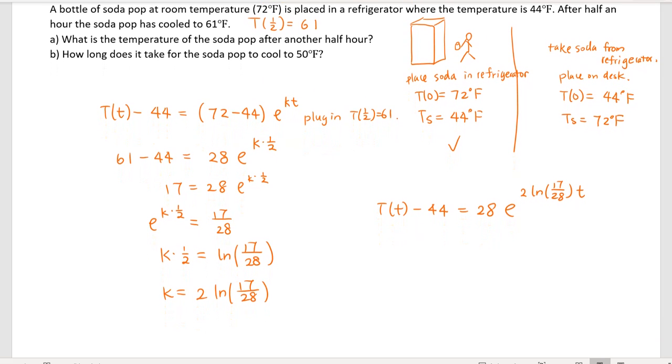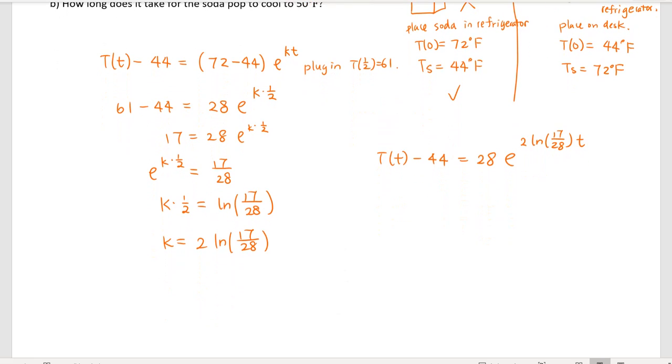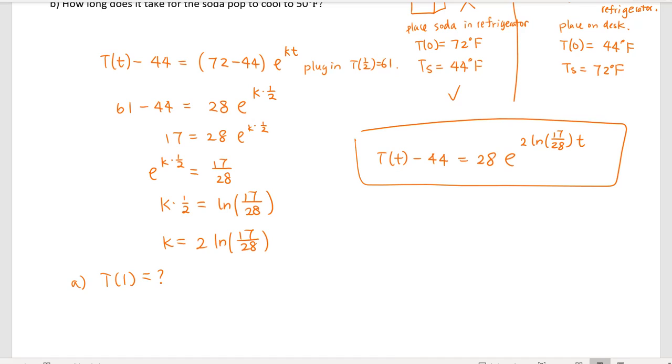Part A, what is the temperature after another half hour? After a half hour, it decreased to 61. So after another half hour, we're actually looking for T of 1. We use this formula: T of t is 44 plus 28 e to the 2 ln of 17 over 28 t. So T of 1 is 44 plus 28 e to the 2 ln 17 over 28. What is this?